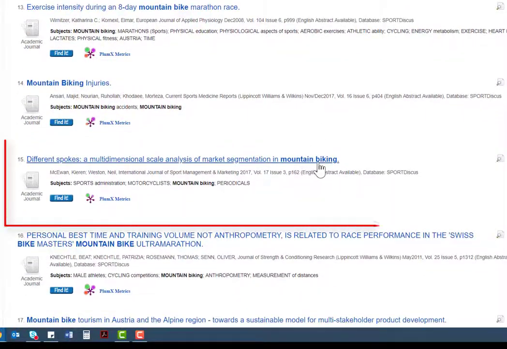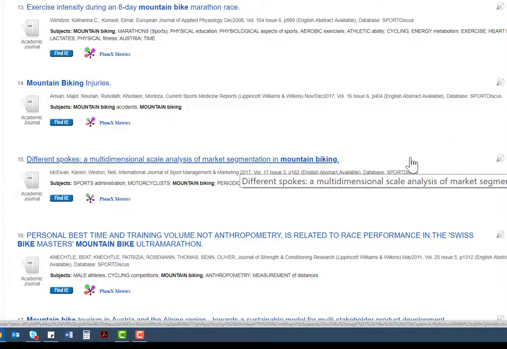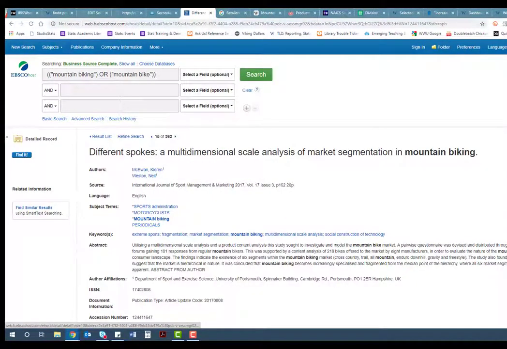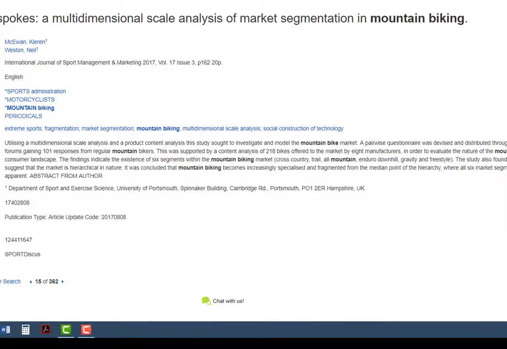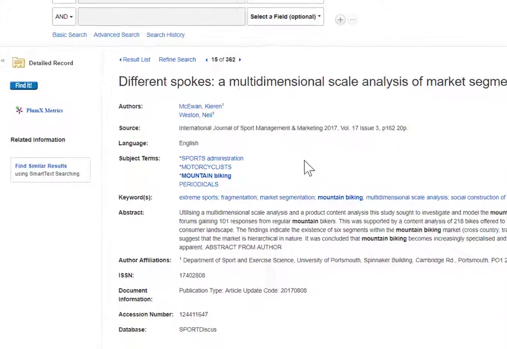It's called Different Spokes, Multidimensional Scale Analysis of Market Segmentation in Mountain Biking. The key term that really caught my eye here is market segmentation. Go ahead and click on this article. Here's the abstract, product content analysis to investigate and model the mountain bike market. Overall, this actually seems like it's going to be something that could be useful. It's about a year old. It is an academic article. And then looking at the keywords, we have extreme sports, fragmentation, market segmentation. These are all terms that might be useful to search.